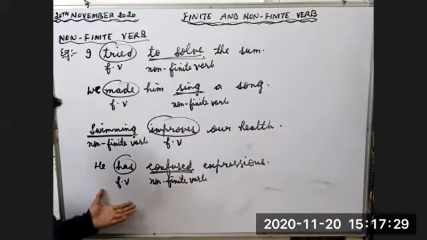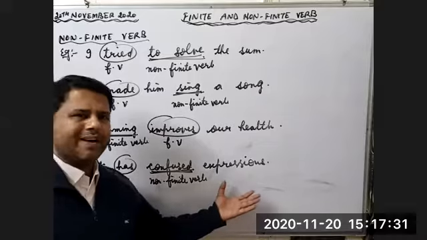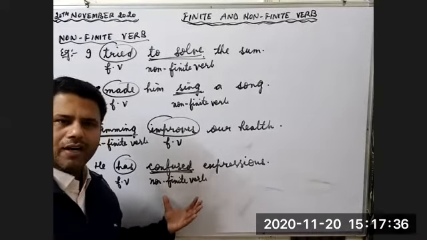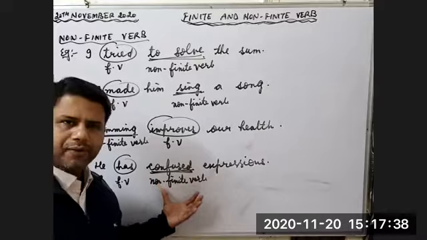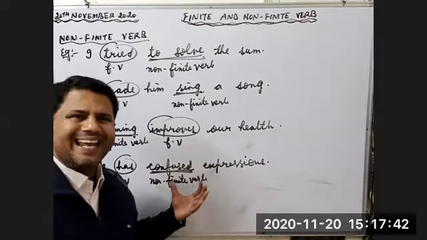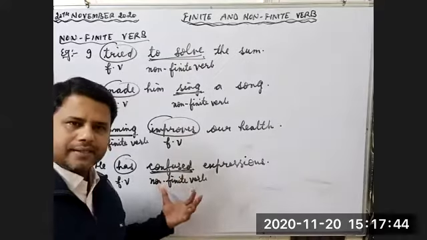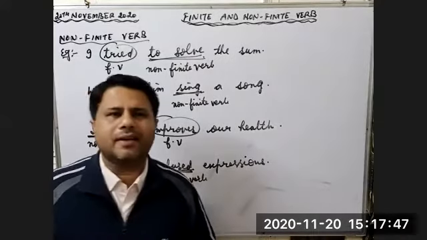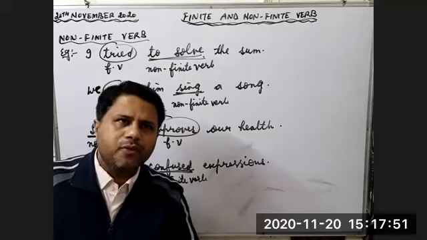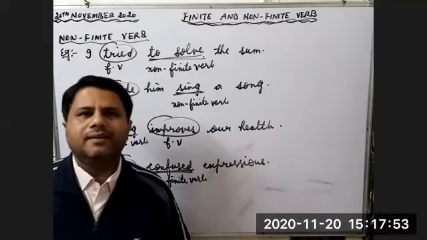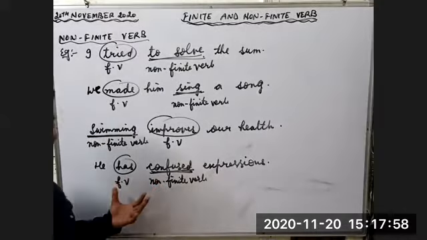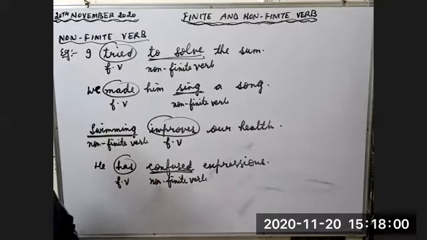Then next example, he has confused expressions. Here, confused is used as an adjective. It is the third form of the verb, confused, but it is not used as a verb here. It is used as an adjective. And it does not have tense element. The time is not clear. So you cannot change the form of confused to confuses or confusing. It cannot happen, right? Which is the finite verb here? Has. Has is the finite verb.